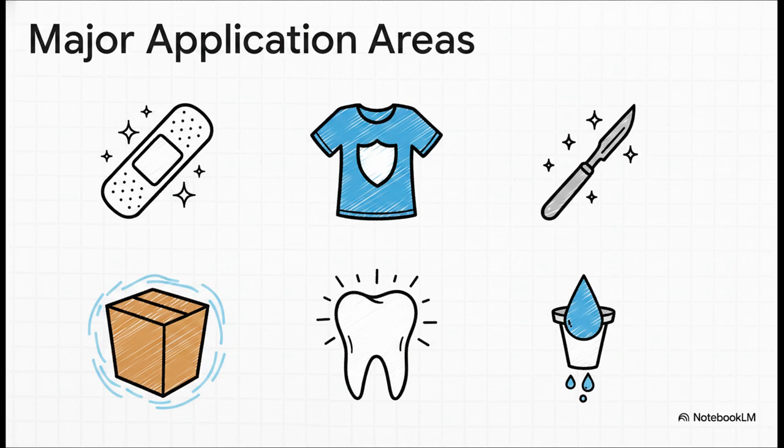For example, they are used in antibacterial dressings to help wounds heal faster and prevent infections. They are put into cloth to make self-disinfecting fabrics for hospitals. They are used to coat medical devices to keep them clean. They're even used in food packaging to keep food from spoiling. As you can see, the uses are everywhere, from medicine to keeping our water clean.